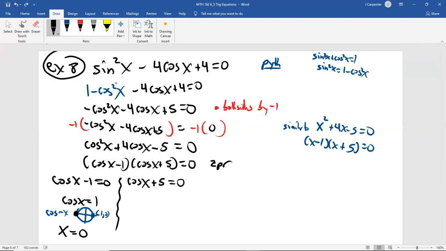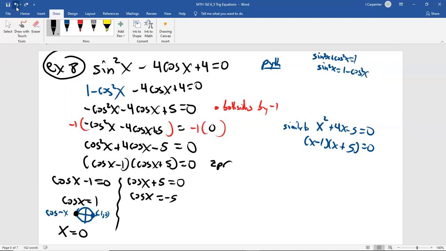All right, how about cosine of x plus 5? Well, subtract 5 on both sides. You get cosine of x equals negative 5. Now that is obviously not the unit circle. It's only ones and zeros for the unit circle, or undefined.